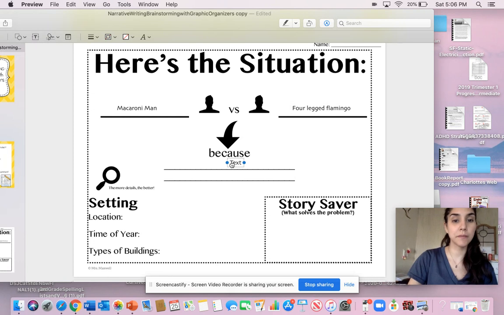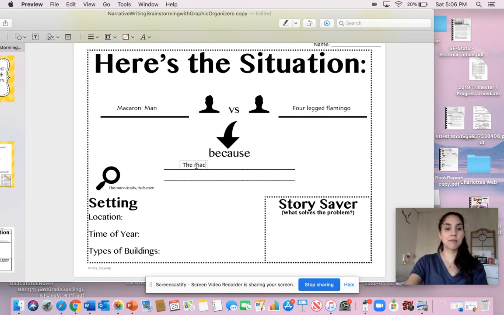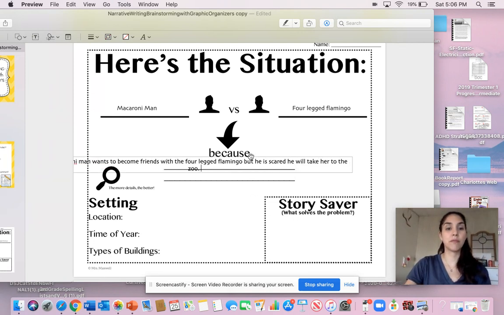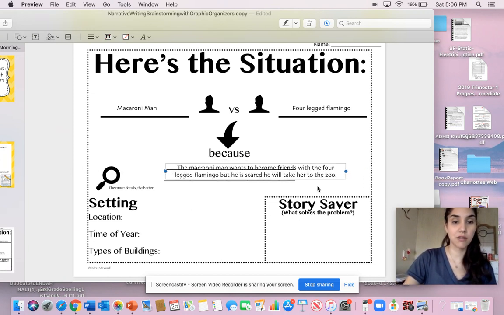Because now what's going on? Versus doesn't necessarily mean that there's a fight. It could be anything that's going on. So I'm going to say because the Macaroni Man wants to become friends with the four-legged flamingo, but she is scared he will take her to the zoo. Okay. So that is the premise of my story.